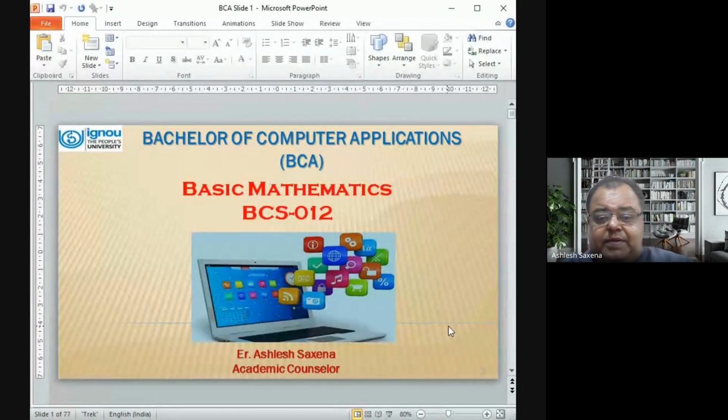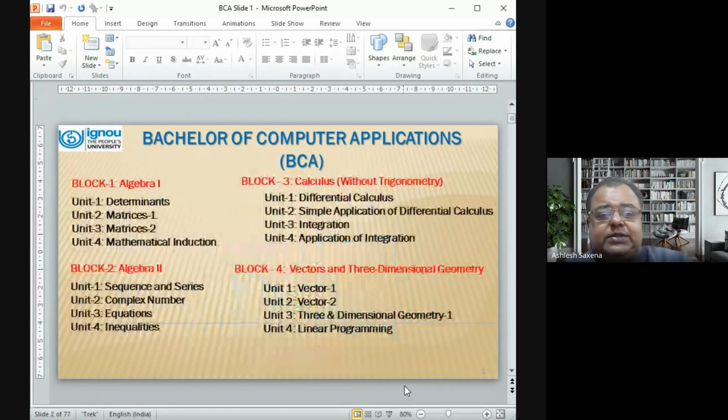Okay, fine. First of all, we will discuss what our syllabus is, what we are supposed to study. Now, this is the complete syllabus of this paper. There are four blocks. Block one is for algebra, that is determinants, matrix one, matrix two. We will be discussing this part today. Later on, we will be moving to mathematical induction.